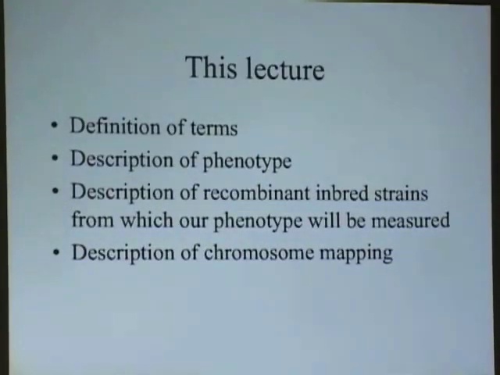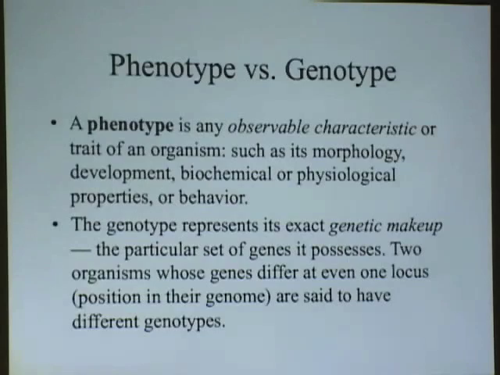So what I'm going to do in this lecture is define some terms, describe the phenotype a little bit at the end, and talk about recombinant inbred strains from which our phenotype will be measured. So recombinant inbred strains are key to this, and talk about chromosome mapping. So this, I hope you all took genetics, right? That's LS3, 4? 3 or 4?